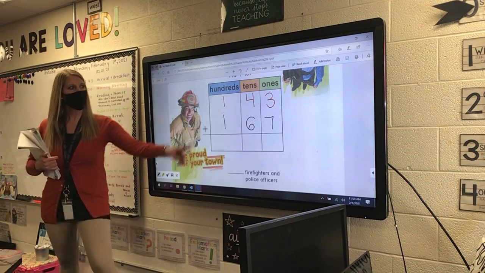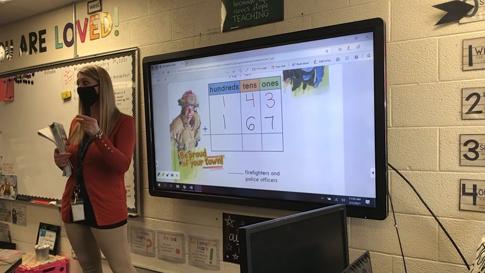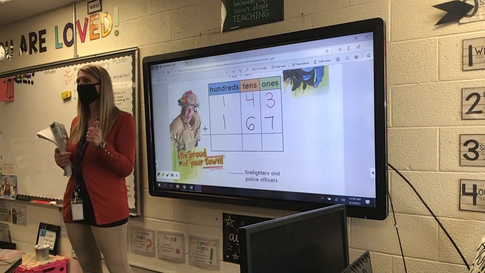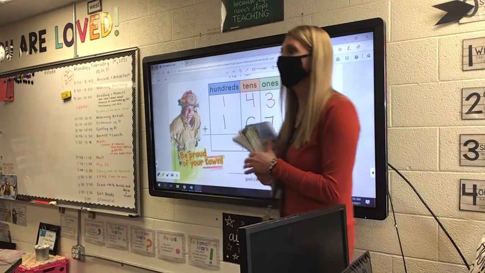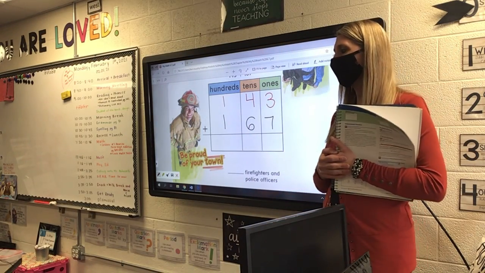Now, we're going to start with the ones. So second graders, we need to know our math facts. And I notice some of you are really struggling with that. So I know we need to work on Freckle more, but we need to work on getting those addition facts and subtraction facts down. So 3 plus 7, what is that, Carson?